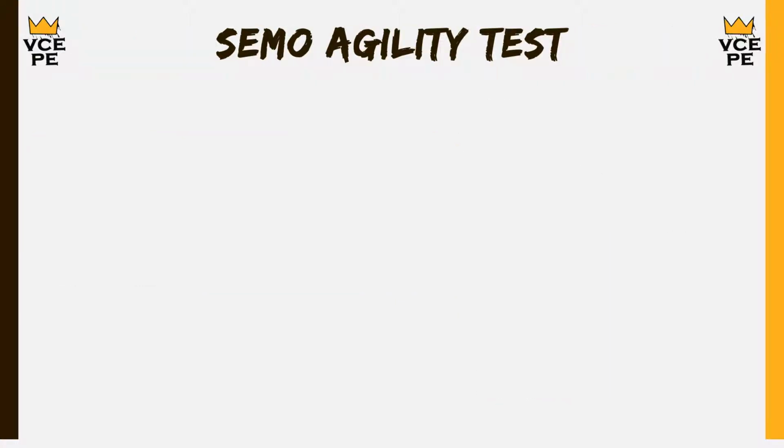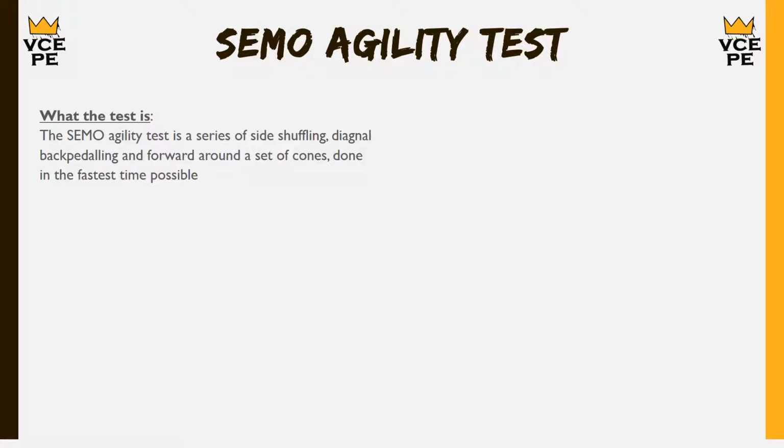The next test we're looking at is the Semo agility test. Now, again, the Semo agility test is an agility test, but what it actually tests is moving in a couple of different directions.